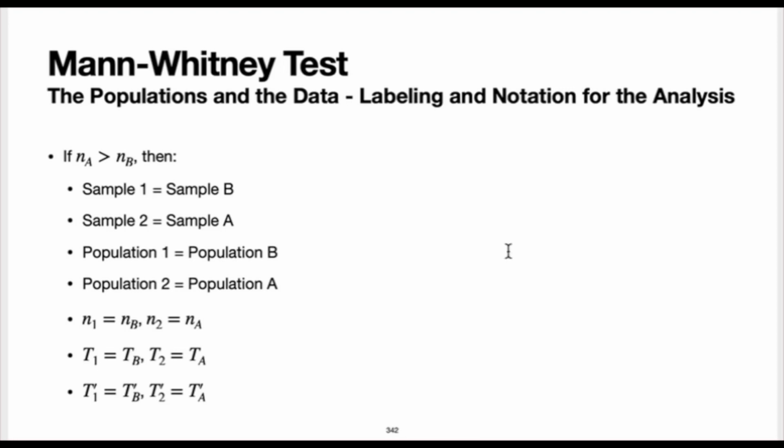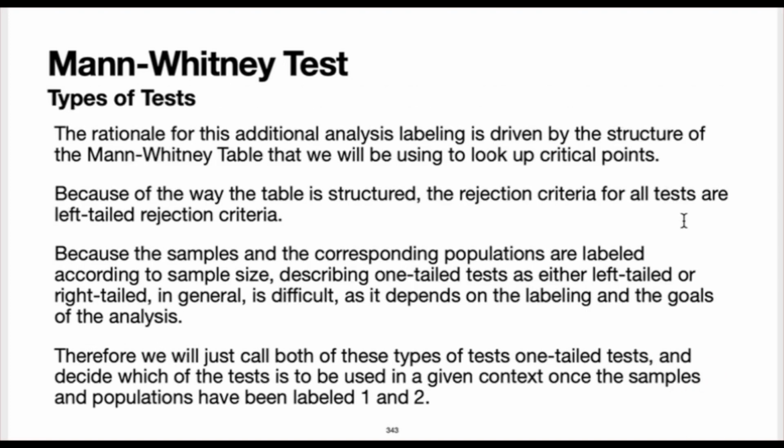So you can see here, the easy way to think about this is that the 1 label goes with the smaller sample. And then from that, we attach the appropriate label to the population and to the summary statistics. I know you're asking yourself, why in the world are we doing all of this? You've probably never seen this kind of labeling, this dual labeling, on any other procedure that you've seen before. So the rationale for this additional labeling is driven by the structure of the Mann-Whitney table that we will be using to look up critical points.